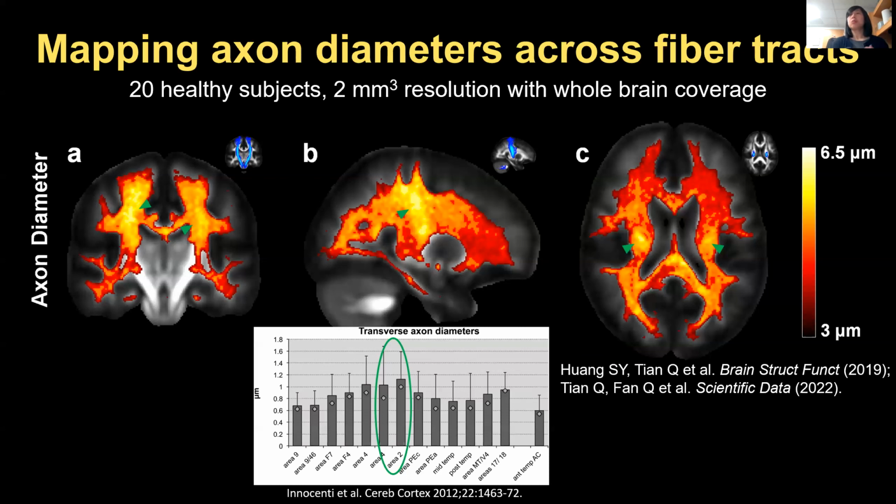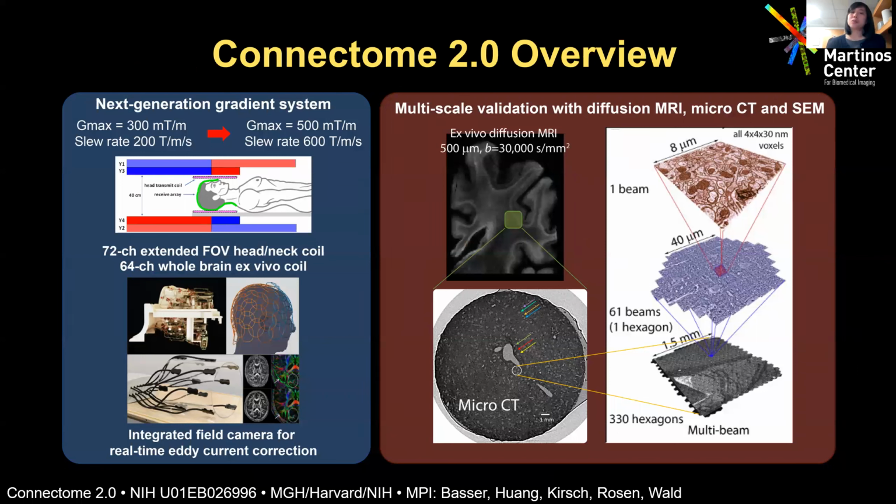So what we've realized in the course of these experiments is that in order to gain even better sensitivity to the actual distribution of axon diameters, which are more on the order of 1 micron as opposed to 5 or 6 microns, we need to go to higher gradient strengths to really get sensitivity to those small compartments. Toward that goal, the Connectome 2 project, an NIH-funded BRAIN Initiative project, is a multi-institutional collaborative project that is targeting the development of a next generation human connectomics and microstructure MRI scanner.